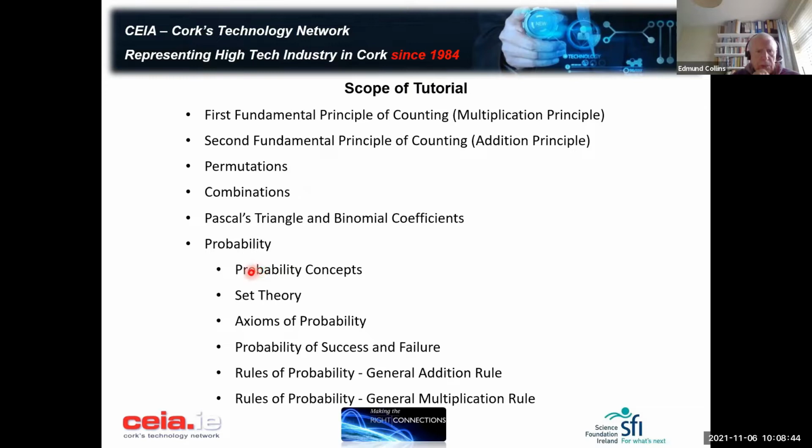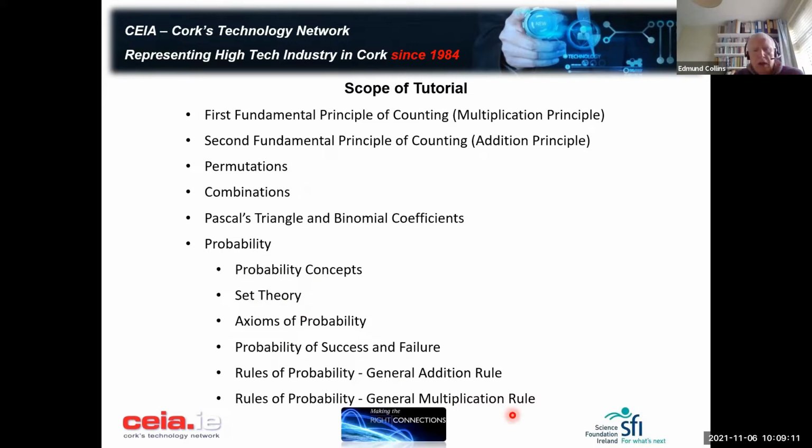In the second part, then, we'll start with probability concepts. Set theory is a very important part of probability problem solving. The axioms of probability, probability of success and failure, the rules of probability, the general addition rule, and also the general multiplication rule. We will be doing along the way one or two problems from Leaving Cert papers.